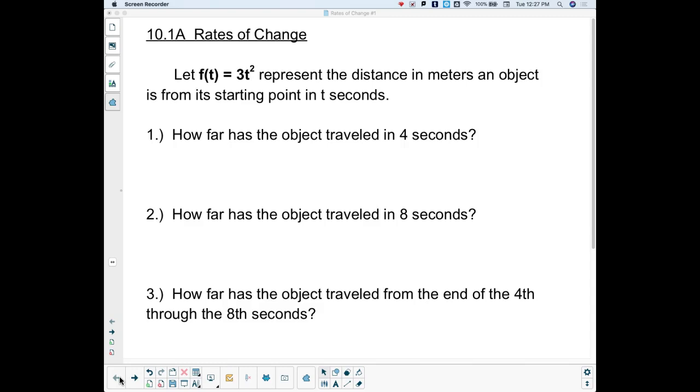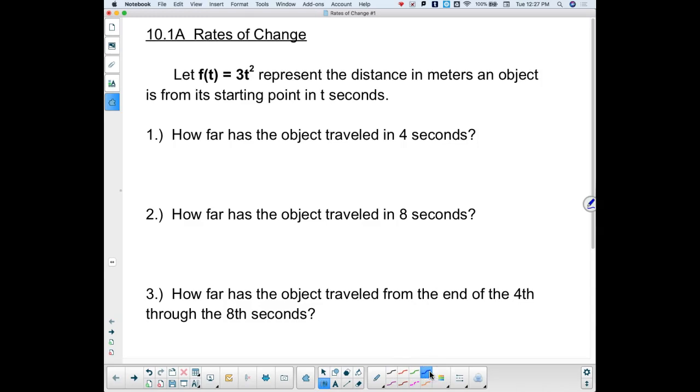How will we figure out how far it traveled in 4 seconds? Well, yeah. Plug in 4 for t. So we're going to find f of 4. So in the first 4 seconds, it traveled 48 meters. Agree?